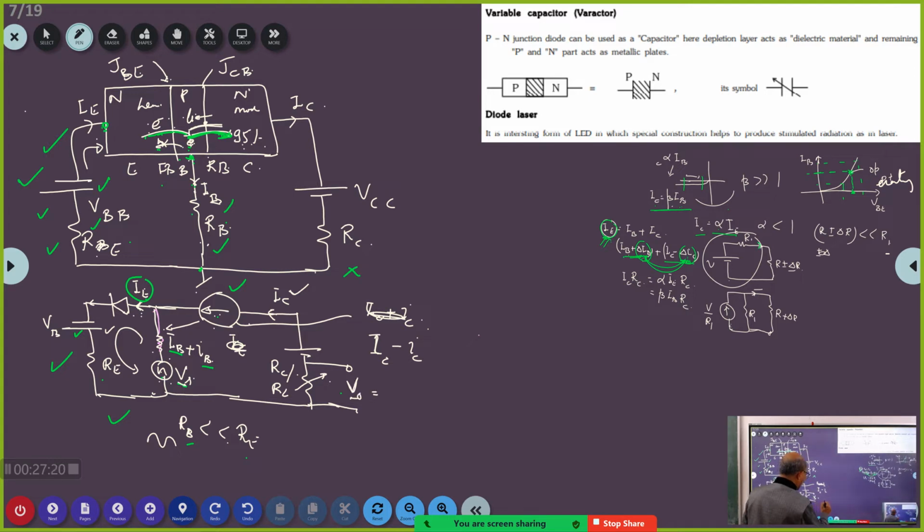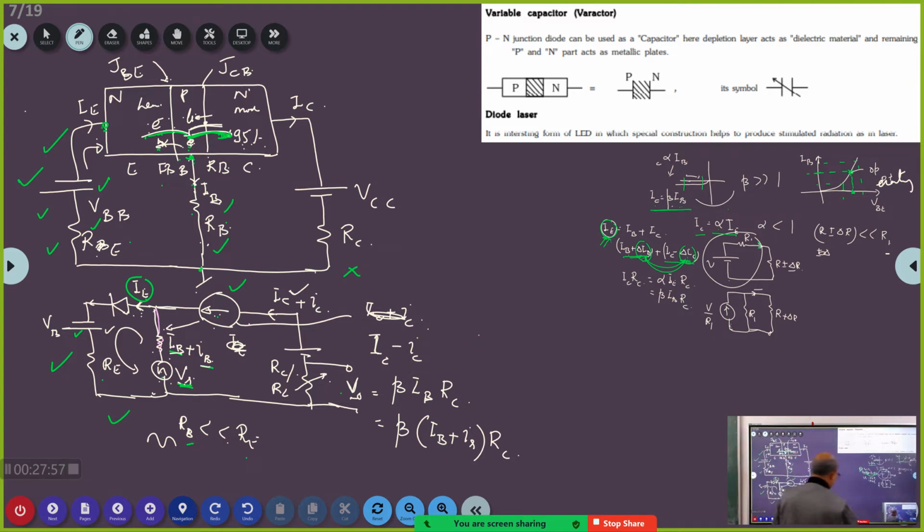Wait. VO, initially I wrote VO as what? Beta times IB. I wrote beta times IB into RC. Correct. This is what I wrote. Now, if I include VS, then this IC will be equal to IC plus IC, because this IB will be IB plus IB. Correct now? So let me write it properly. So this will be beta times IB plus IS into RC. Correct now? Now it is okay?